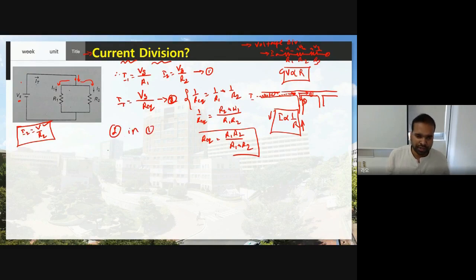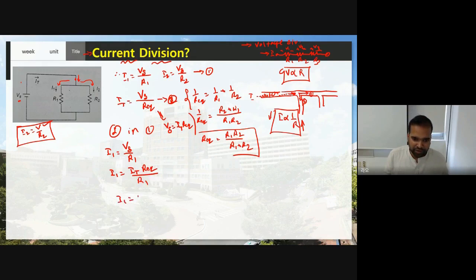Of course. Therefore, I1 equal to, instead of Vs, can I substitute Vs equal to IT R equivalent? Yes, of course. Because I1 equal to Vs by R1, so I1 equal to, instead of Vs, I'm substituting IT R equivalent by R1. Yes or no? Now what is R equivalent? R equivalent equal to R1 R2 by R1 plus R2.